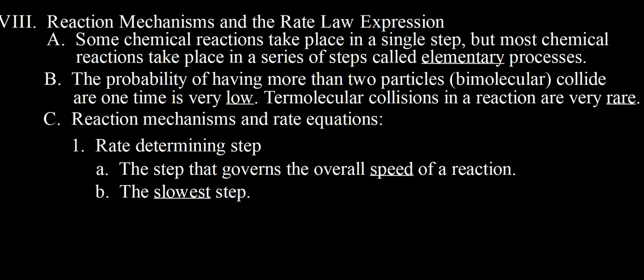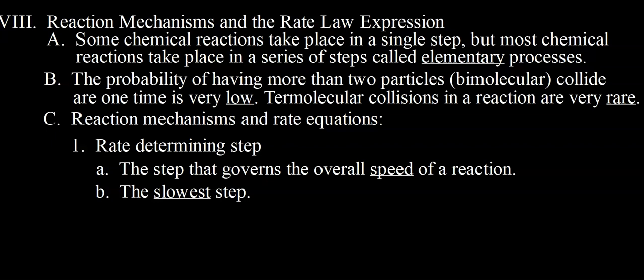So it says some reactions take place in a single step, one hill on your heat content diagram. But most chemical reactions take place in a series of steps known as elementary processes. Hence, you get a heat content diagram that has multiple hills, multiple activation energies, one for each step in that process.